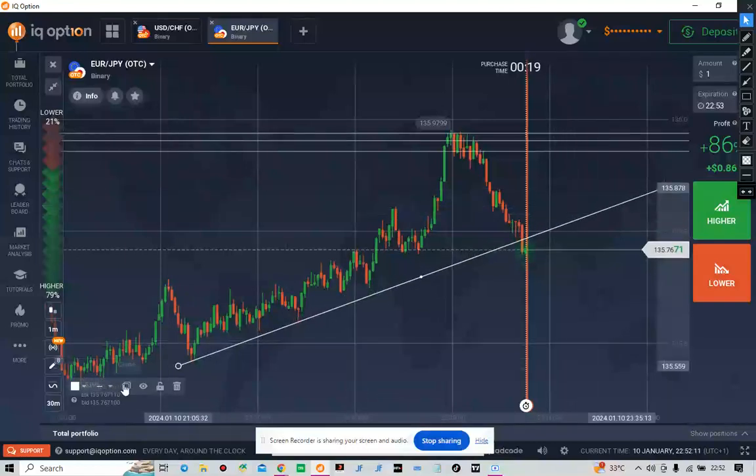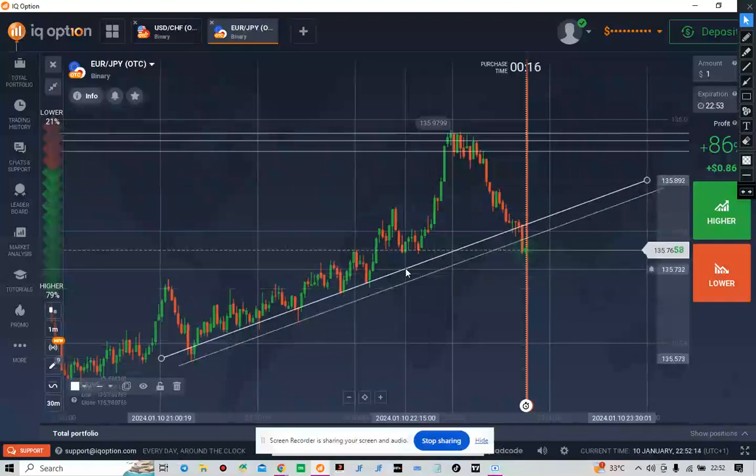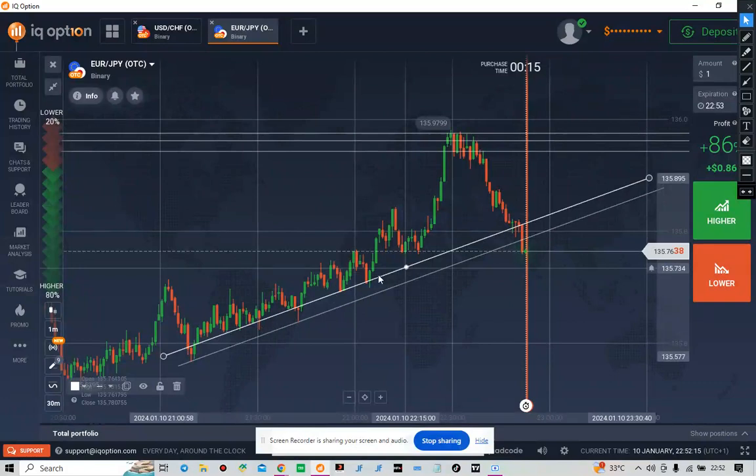Then I'll clone the line and put it again at the next level here. We have multiple reversals. If you look at this one also, we have this high, this, this, this. Now draw a trend line connecting the lows of the market. If you see a shoot up, you also connect the highs.